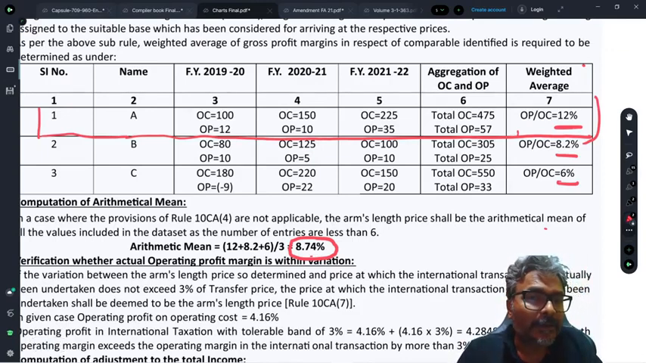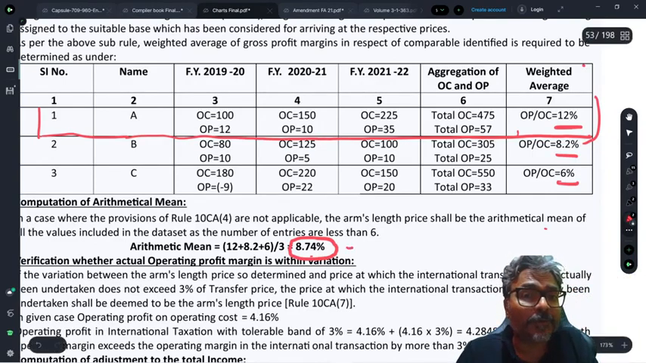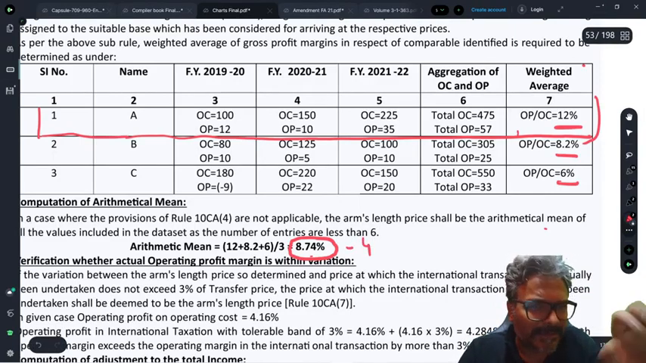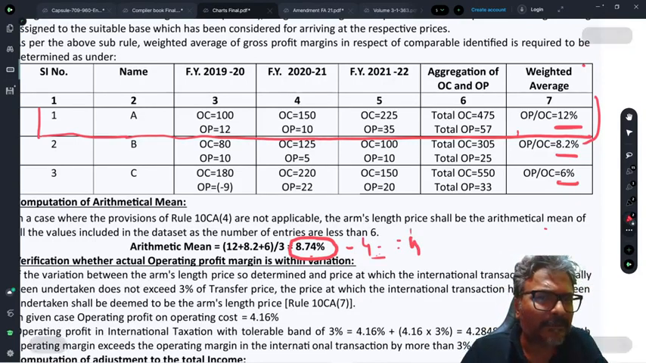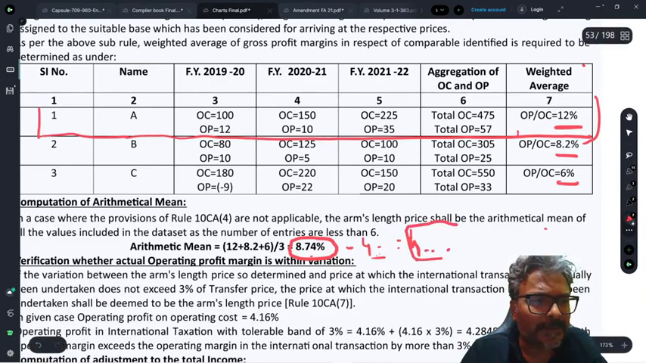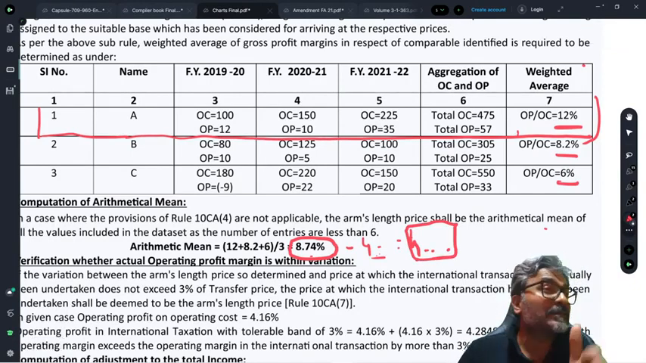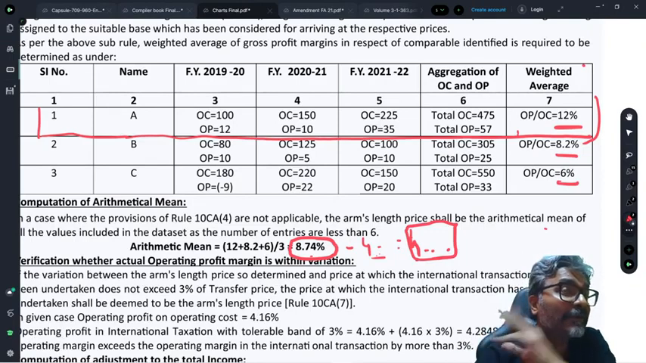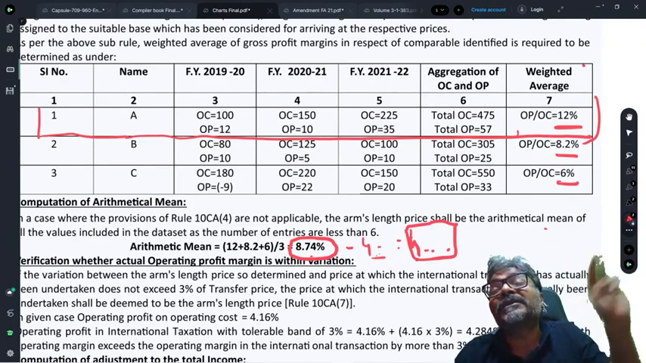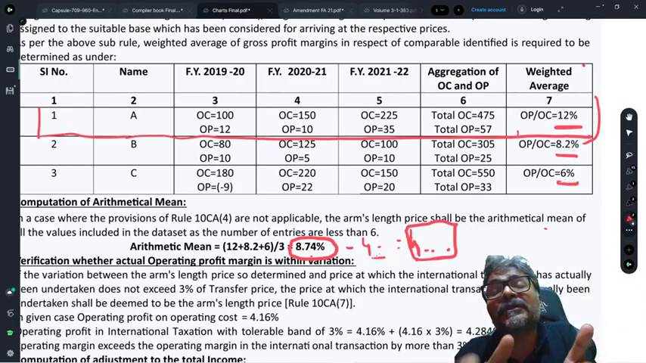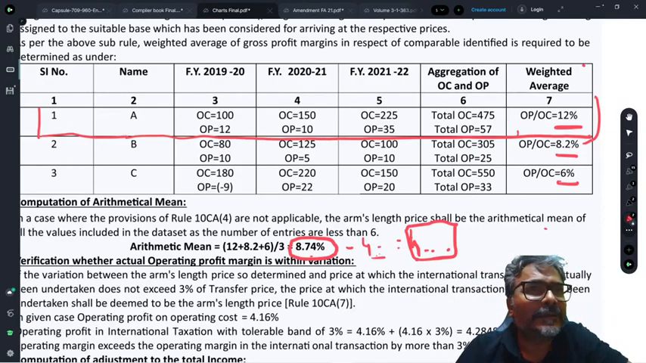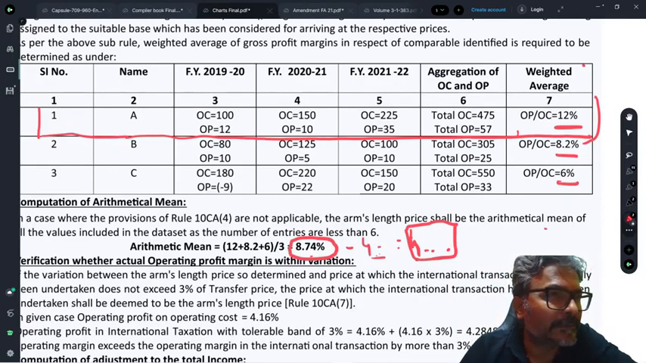Now, 8.74 is the operating margin, versus your operating margin, which was something around, how much was the difference? Somewhere 4 point something. Let's take the difference as 4.1 supposedly. Now, this difference is more than 50%, I can see. Leave aside, the tolerable difference is only 3% of the transfer price. But here I can see the difference is not 3%, it is more than that. The difference is huge, students.